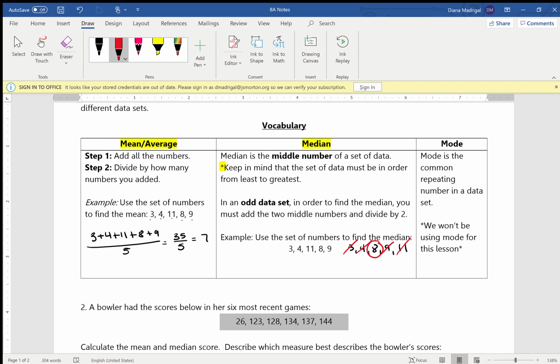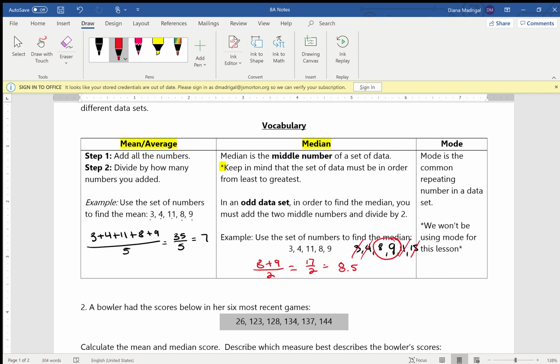For example, let's add another number here. Let's say that I actually had another number, just giving an example. So I had 3, 4, 8, 9, 11, and 15. I'm going to do the same thing, crossing my numbers, one in the beginning, one at the end. And as you notice, I'm going to have 8 and 9. Obviously, if I cross them out, I don't have a middle number. So I'm going to have to add them together, 8 plus 9. Then you divide by 2 because you are adding two numbers together. So that's going to give me 17 over 2, and then 17 over 2 is just going to give me 8.5.